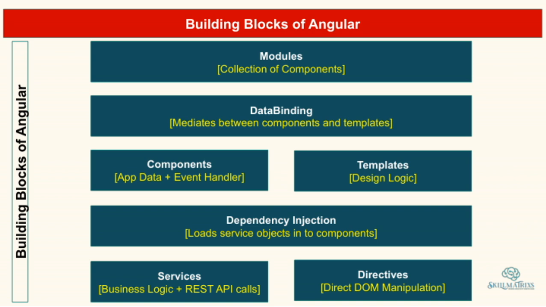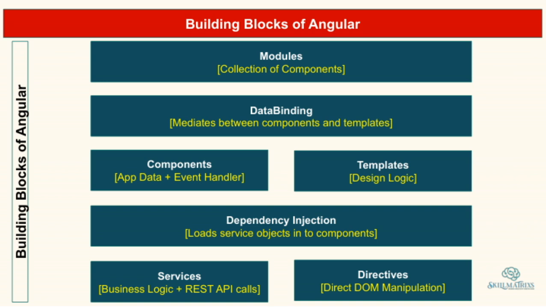Then, we have modules, which are essentially collections of components. They organize our application into manageable sections, helping us maintain clarity as our app grows. Moving on, directives are used for direct DOM manipulation. They let us modify the structure or appearance of our elements dynamically, adding interactivity and customization.